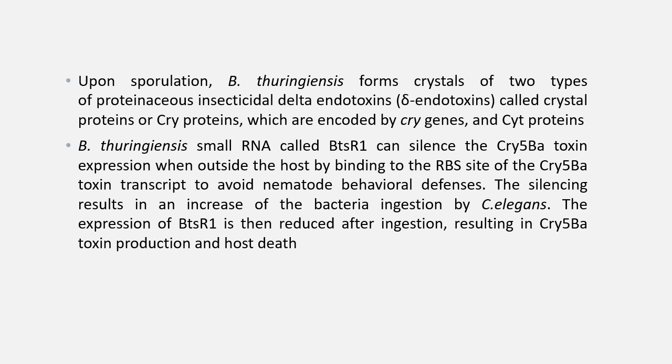The Bacillus thuringiensis small RNA, which is called BtsR1, can silence the Cry5Ba toxin expression when outside the host by binding to the RBS site of the Cry5Ba toxin transcript, to avoid the nematode behavioral defenses. The silencing results in an increase of bacterial ingestion by C. elegans. The expression of BtsR1 is then reduced after ingestion, resulting in Cry5Ba toxin production and host death.